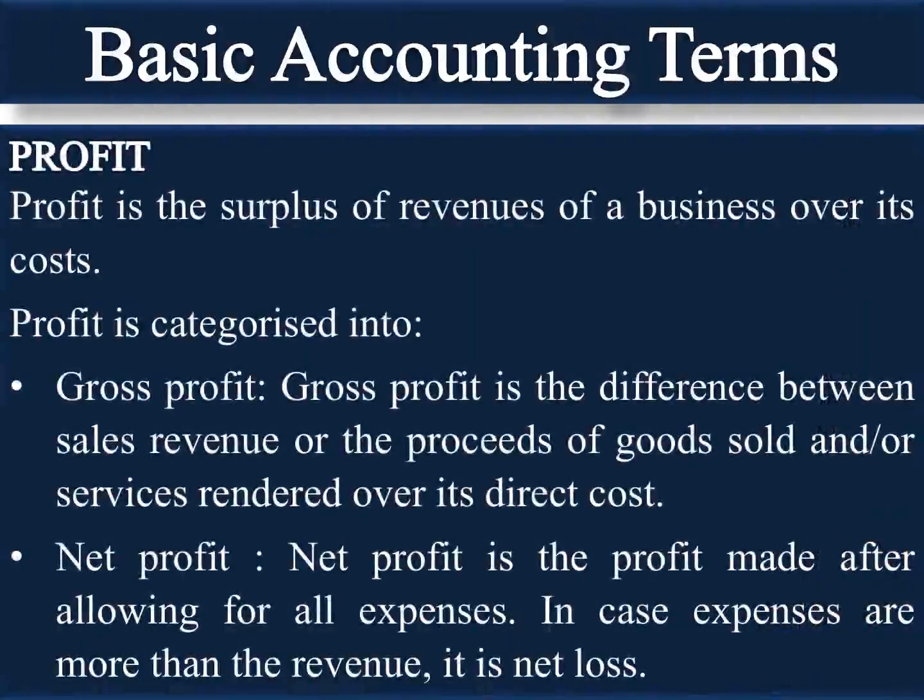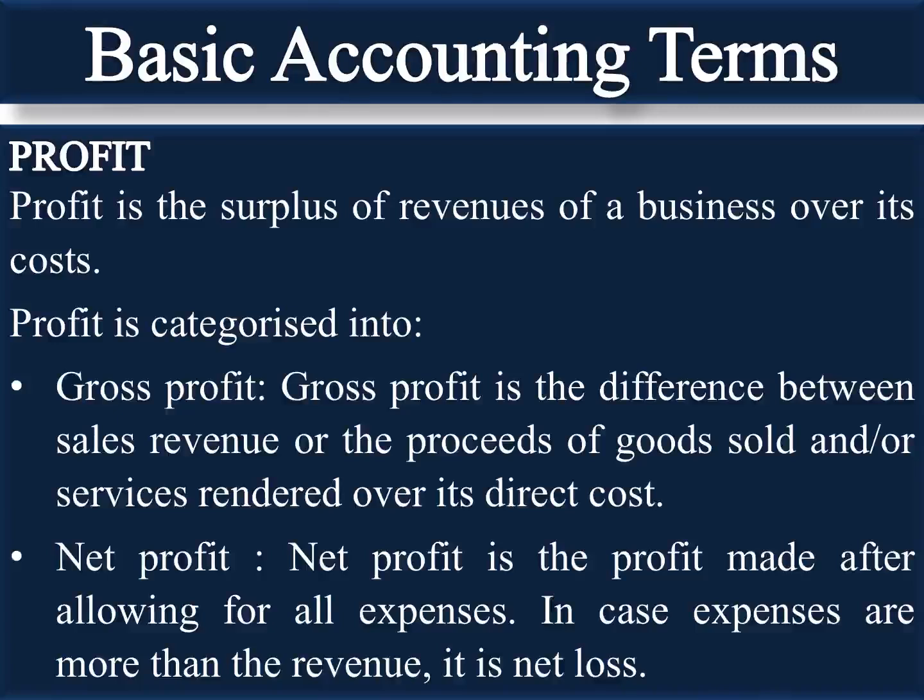Now, profit. Profit is the surplus of revenue of a business over its cost. So in simple words, we can say profit equals sales minus cost of sales. So there are two kinds of profit. One is gross profit and another is net profit. Gross profit is the difference between sales revenue or the proceeds of goods sold or services rendered over its direct cost, and the gross profit is calculated with the help of the trading account.